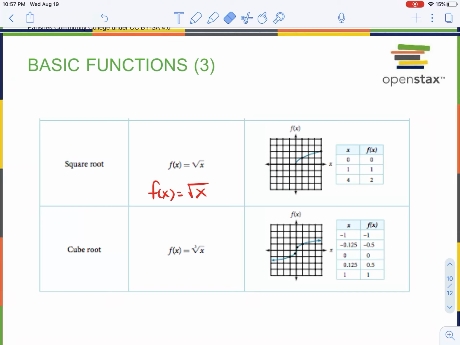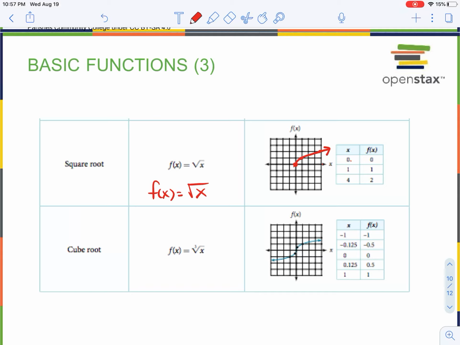We can only plug in positive numbers and 0. So I've got the numbers 0, 1, and 4. We chose those because they all have nice square roots. The square root of 0 is 0, so that's the point 0, 0. The square root of 1 is 1, so that's 1, 1. And the square root of 4 is 2, so 4, 2. And so it makes this curve.